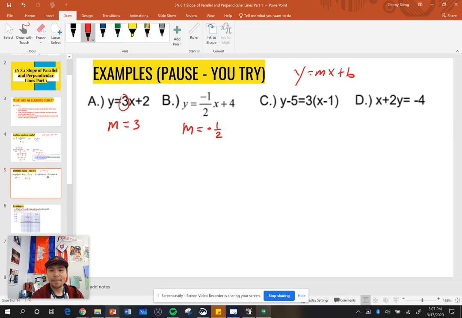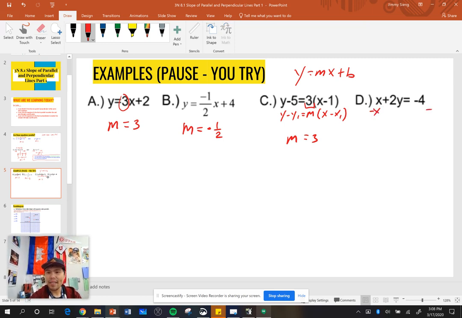Let's look at this one, though. Remember, this one is in point slope form, right? So we have y minus y1 equals m parentheses x minus x1. What's our m there? Looks like it's 3 as well. Okay, let's just do the last one just to be sure. Again, I need to simplify this. I'll subtract x, get 2y is equal to negative x minus 4. Divide, just 2 steps. We get negative 1/2 x minus 2.